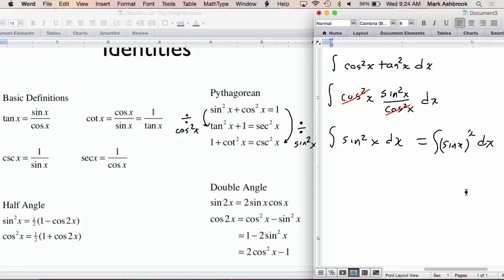Yeah, so if there was also a cosine x included, then that would be undoing the chain rule, right? And our antiderivative would be what? If it was sine squared times cosine, the antiderivative would be 1/3 sine cubed. We don't have a cosine, all right? So we just have sine squared.